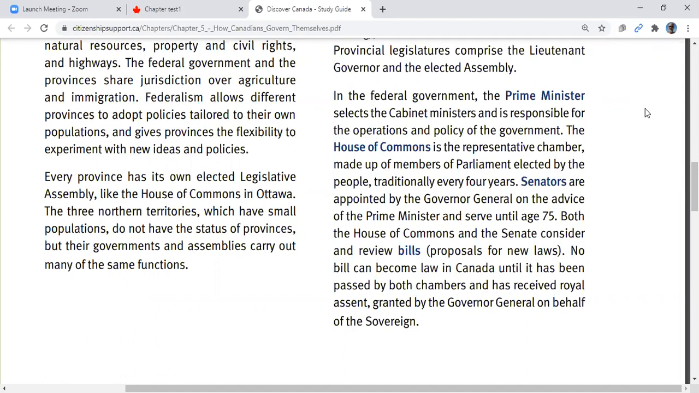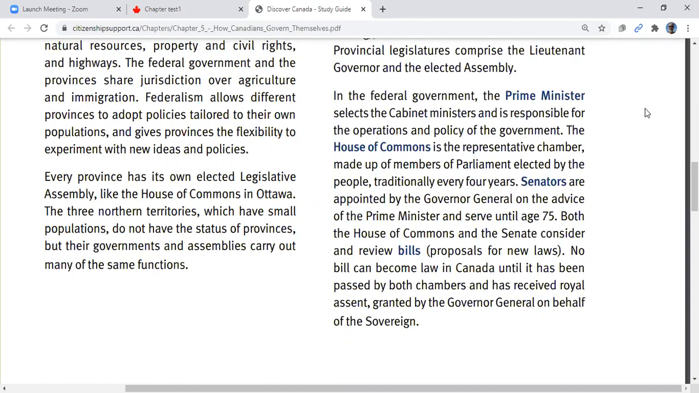But you need both of them to make laws. The senators aren't elected; they're appointed by the Governor General on the advice of the Prime Minister. But you need both the House of Commons and the Senate to look at laws. They make laws. They pass laws. And before a law is a law, it's called a bill.